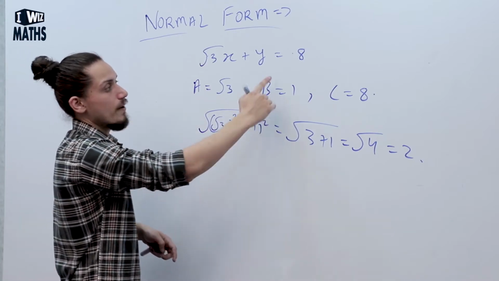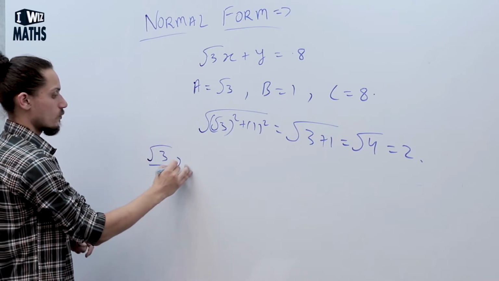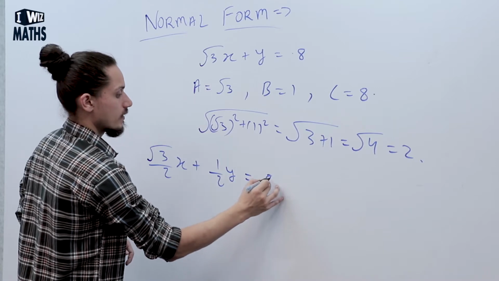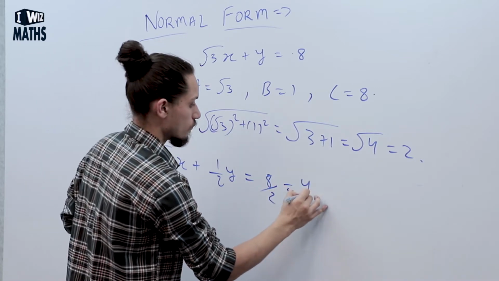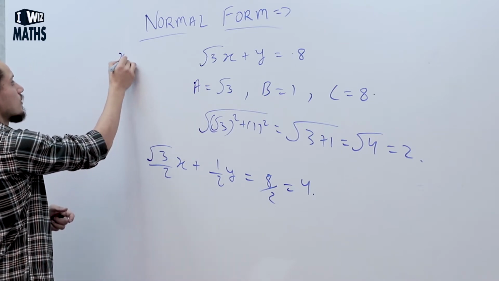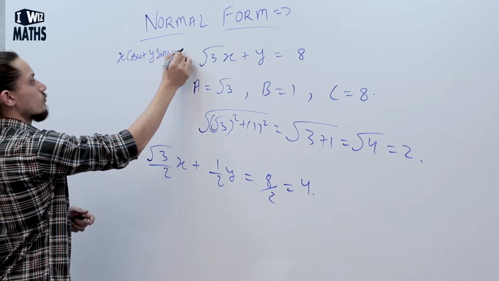Now we will divide every term of this equation with 2. We get under root 3 upon 2 x plus 1 upon 2 y is equal to 8 upon 2 which is equal to 4. Comparing it with the normal form, क्या थे हमारे पास, x cos omega plus y sin omega is equal to p.